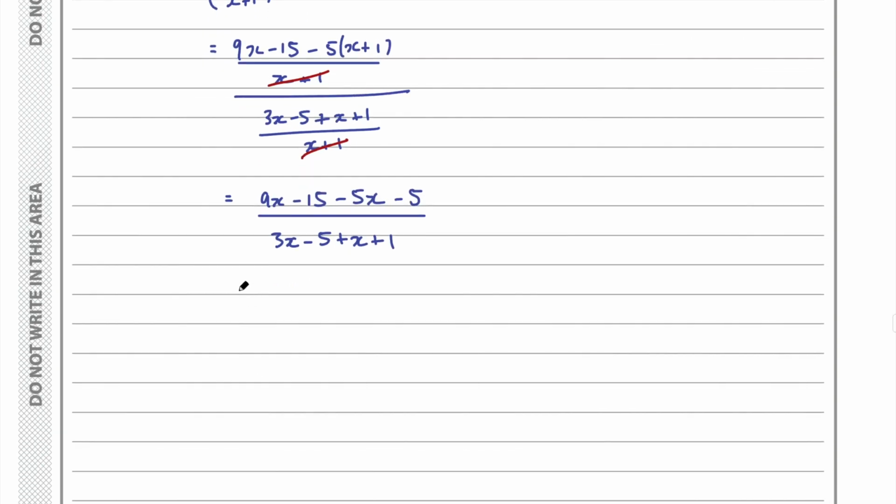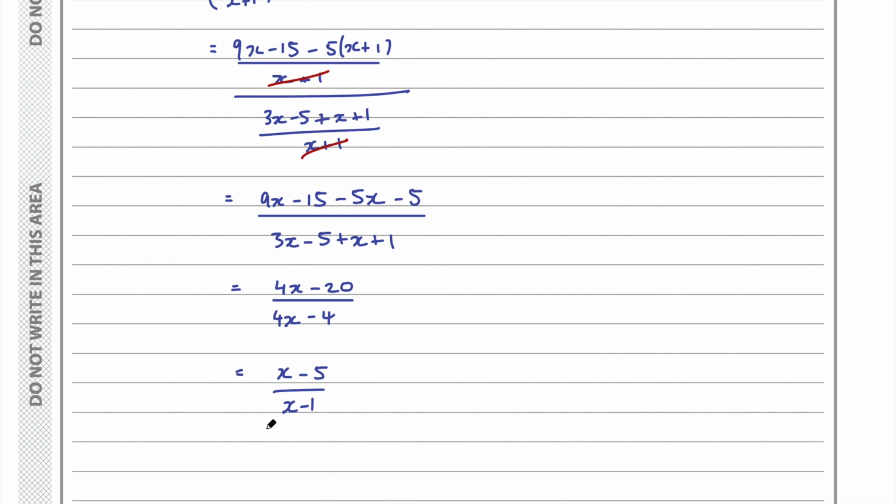Alright, so we've simplified quite a bit now. Let's see if we can simplify further. 9x take 5x, that's 4x. Negative 15 take 5, that's negative 20. On the bottom line, I've got 3x plus x, that'll be 4x. And then negative 5 plus 1, that'll be negative 4. If I factorize a 4 out of the top and bottom line, well, 20 divided by 4 is 5. So on the numerator, I'll be left with x take 5. In the denominator, I'll be left with x take 1.